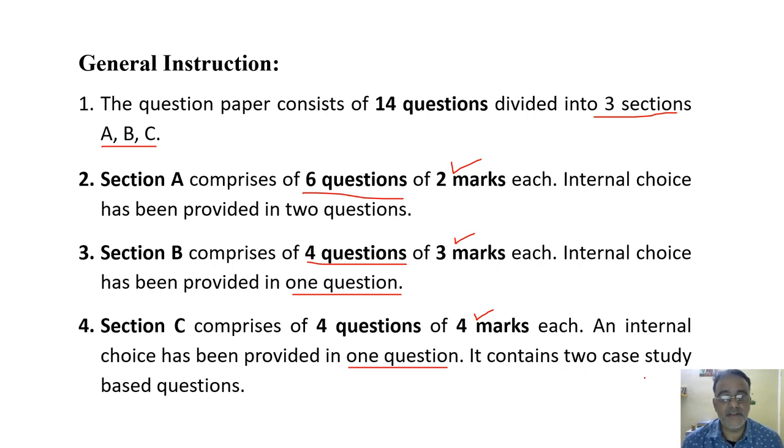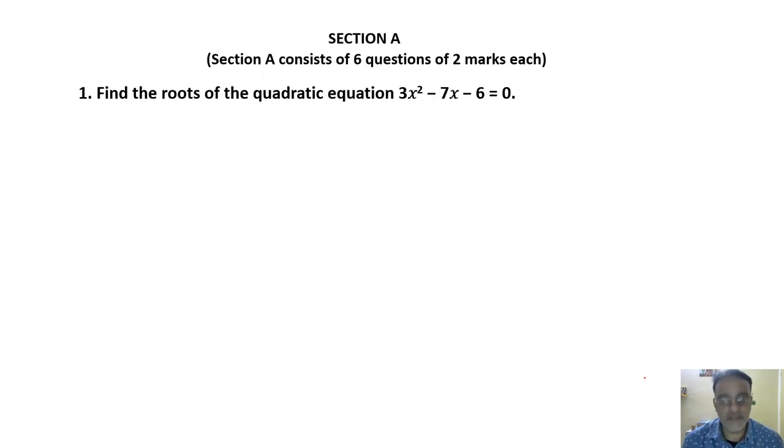So let us start with Section A. First question: find the roots of the quadratic equation 3x square minus 7x minus 6 is equal to 0. So first, the product is minus 18, right? Product here is minus 18 and sum is minus 7. So the product is negative, so we have to find the two factors of 18 such that their difference is 7.